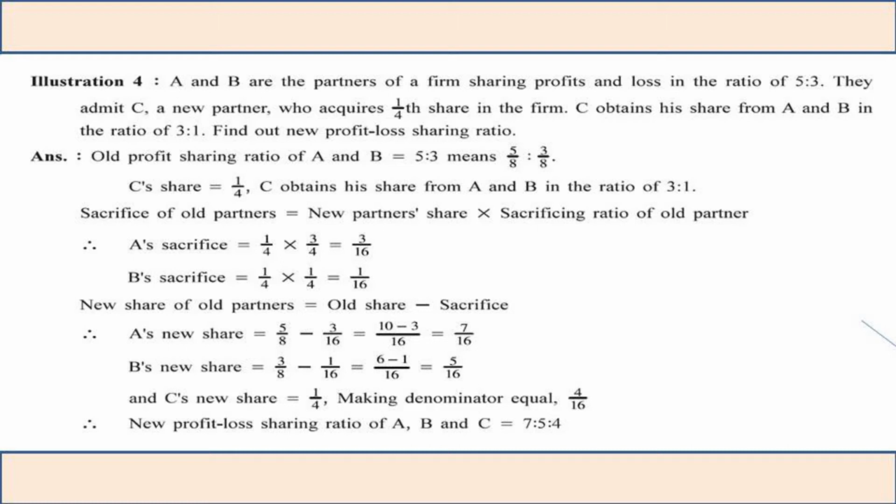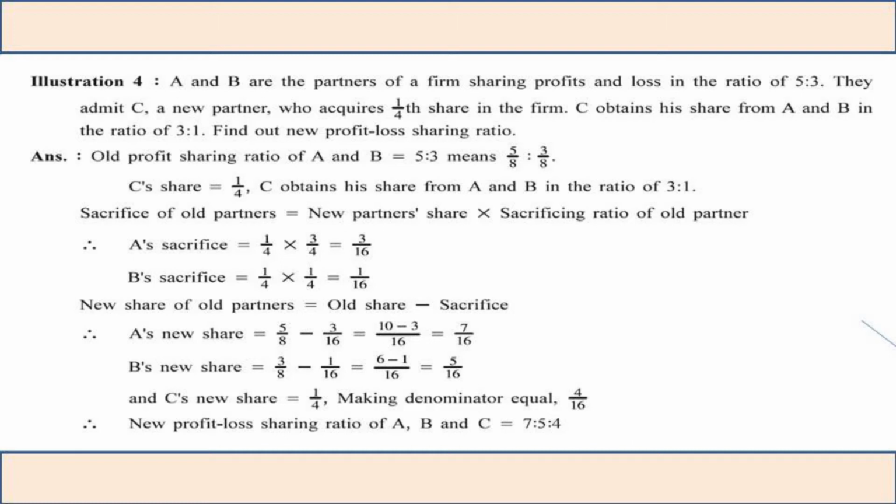Now A's sacrifice is equal to 1 by 4 multiplied by 3 by 4 is equal to 1 3s are 3 and 4 4s are 16, 3 upon 16 is there. B's sacrifice is equal to 1 upon 4 into 1 upon 4, because here new partner share is 1 upon 4 and sacrificing ratio of old partner is 1 upon 4. So 1 1s are 1 and 4 4s are 16, 1 upon 16 is there. New share of old partners is equal to old share minus sacrifice.